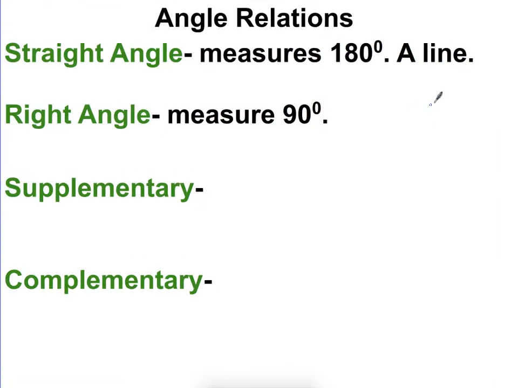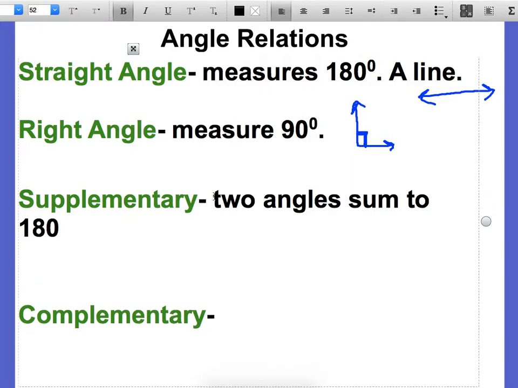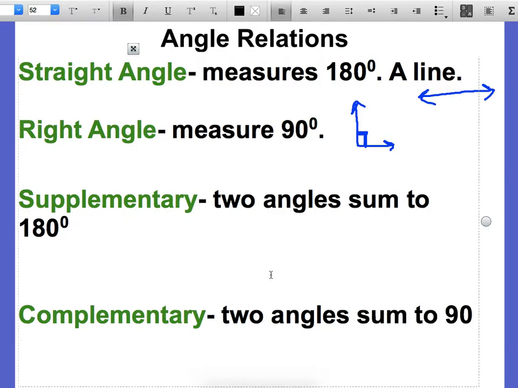And let's draw some of these too. So a straight angle might just be like a line like that. A right angle, if we need to remember this, will be denoted with a mark here like that. Kind of looks like a square there to show that that's 90 degrees. All right, so these are going to come into play with supplementary and complementary. Supplementary is when two angles sum to 180 degrees. Complementary, the other side of that, is when two angles sum to 90 degrees.